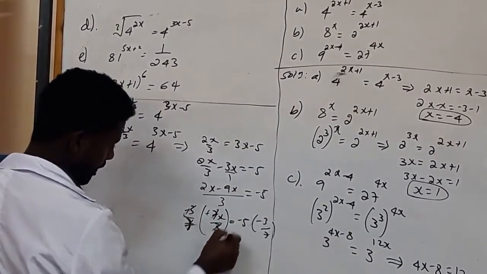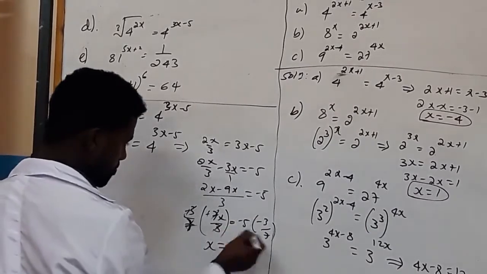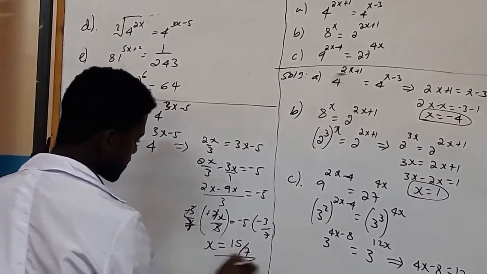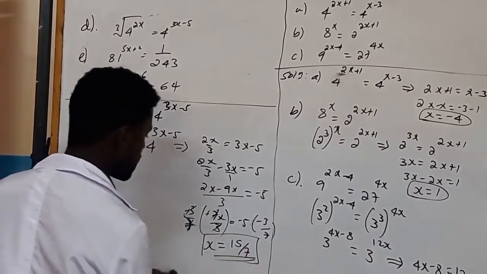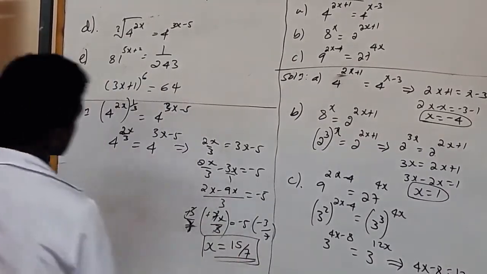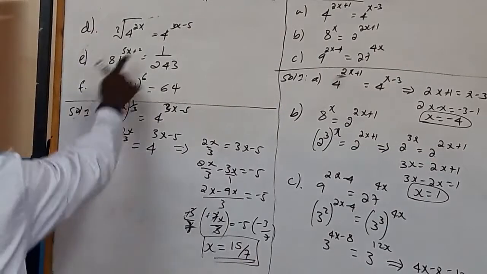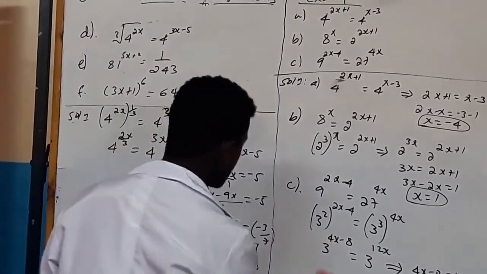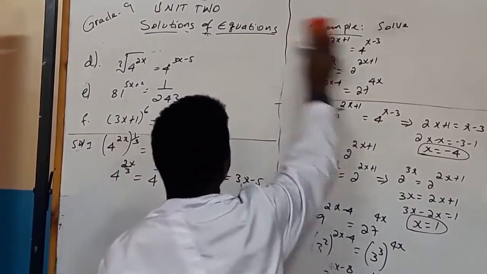X is equal to negative times negative is positive, so it becomes 15 over 7. So the value of x must be positive 15 over 7 in order to make this statement true.